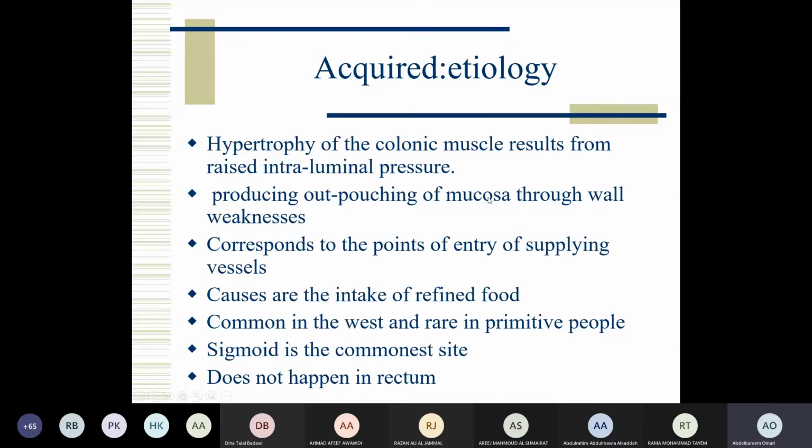الاكوايرد etiology. هنا قلنا congenital, that's something else. Now what causes this disease؟ زي ما حكينا chronic constipation which increases the pressure inside the colon resulting in the hypertrophy of the colonic muscle. Hypertrophy of the colonic muscle results from the raised intraluminal pressure. This is the pathology. ذكروها شباب. So producing outpouching of mucosa through wall weaknesses corresponds to the points of entry of supplying vessels. Causes are the intake of refined food.